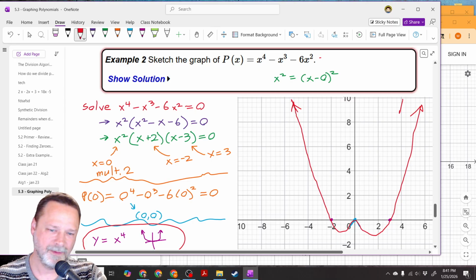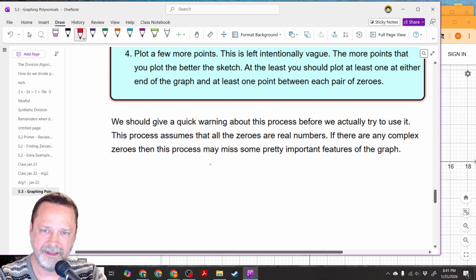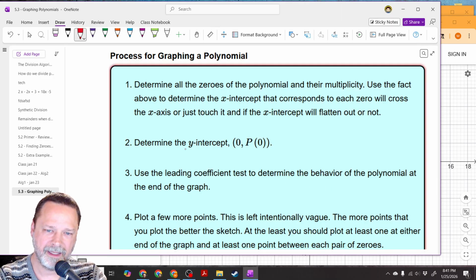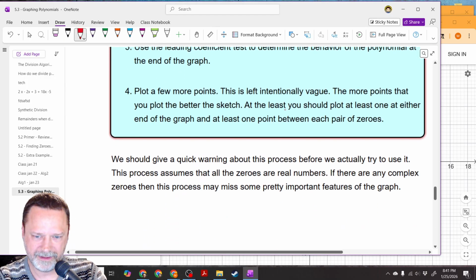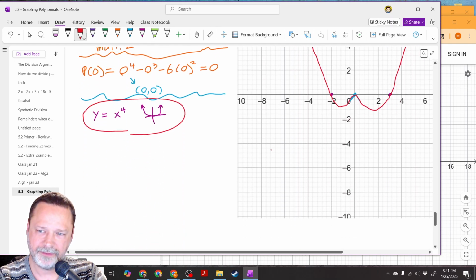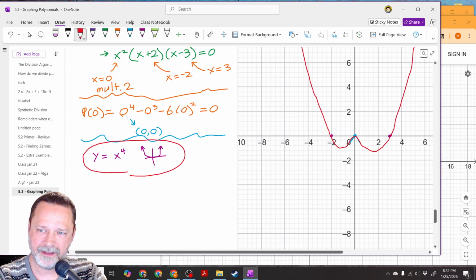But what's the last step? What is our last step? Because I think I did the first three. I used the leading coefficient to determine the end behavior. I found my y-intercept, I found my x-intercepts, and I counted the multiplicities there. Now we should find a few more points. So we should find some points in between these, just to be sure.